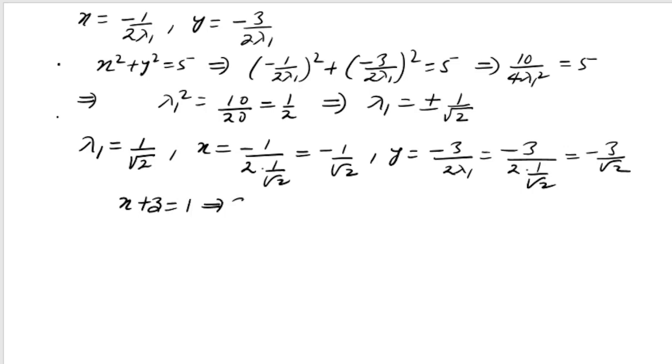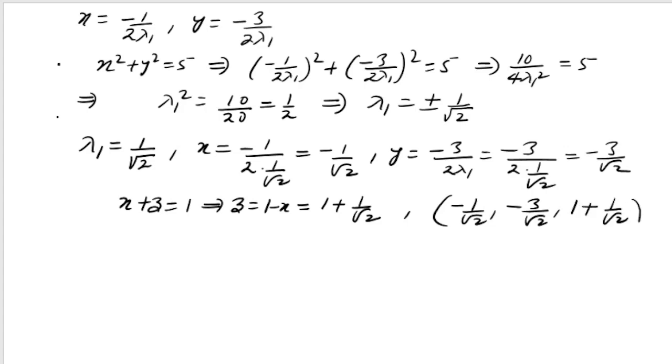So from this I can get z is equal to 1 minus x, that is equal to 1 plus 1 by under root 2. No, sorry, this is the value of z. So the first critical point that I have got: x is equal to minus 1 by under root 2, y is equal to minus 3 by under root 2, and z is equal to 1 plus 1 by under root 2.